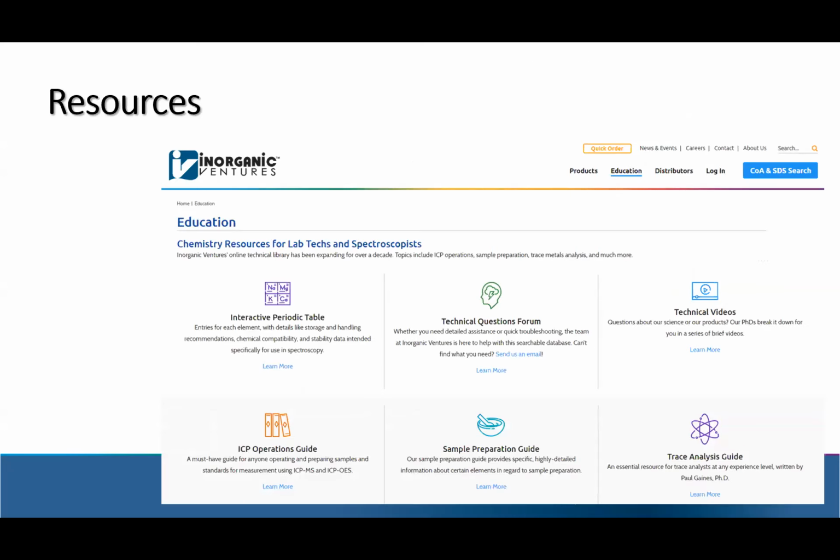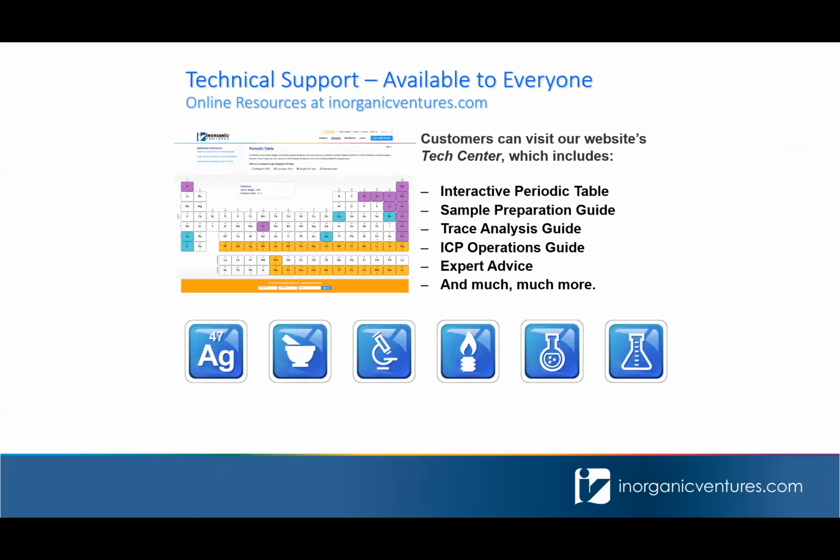We have a variety of resources available on our website. We have an education section shown here. The interactive periodic table is great for things like storage and handling of particular samples, how to get certain samples into solution. We have a forum where you can ask questions regarding problems you're seeing in your lab. And just a good wealth of knowledge there.